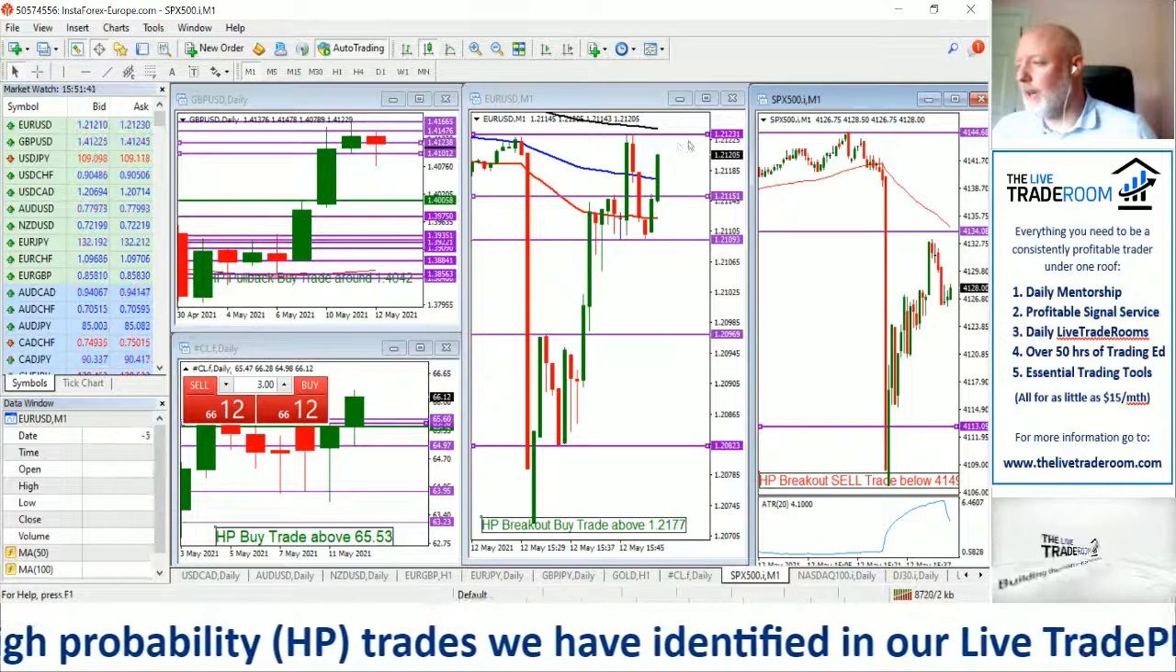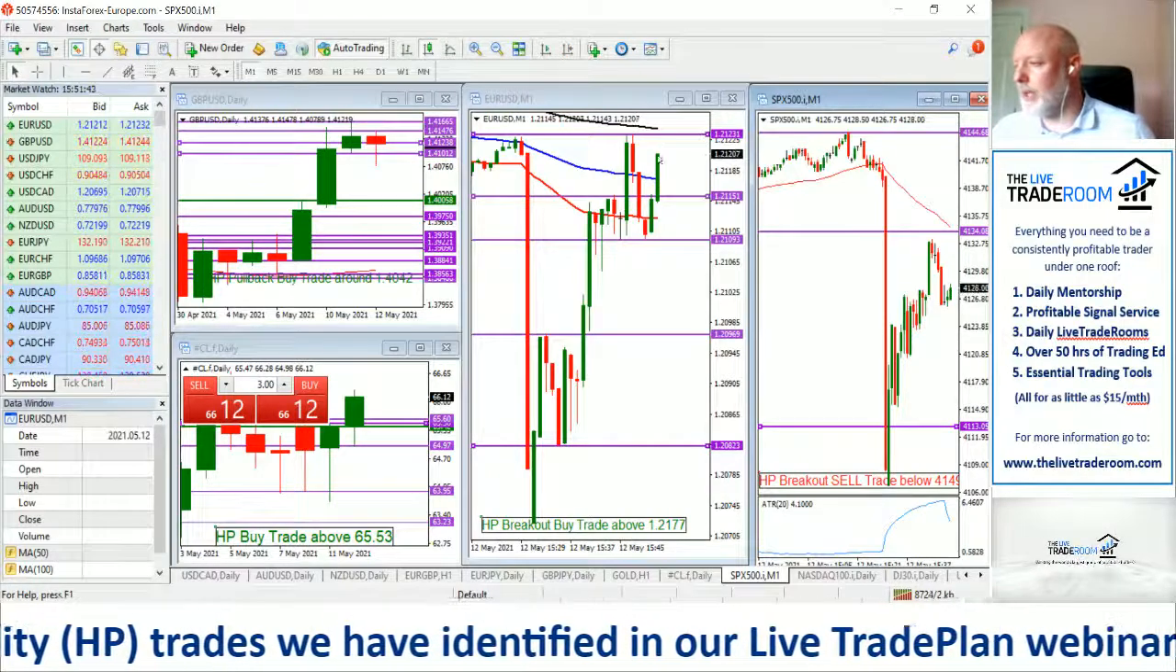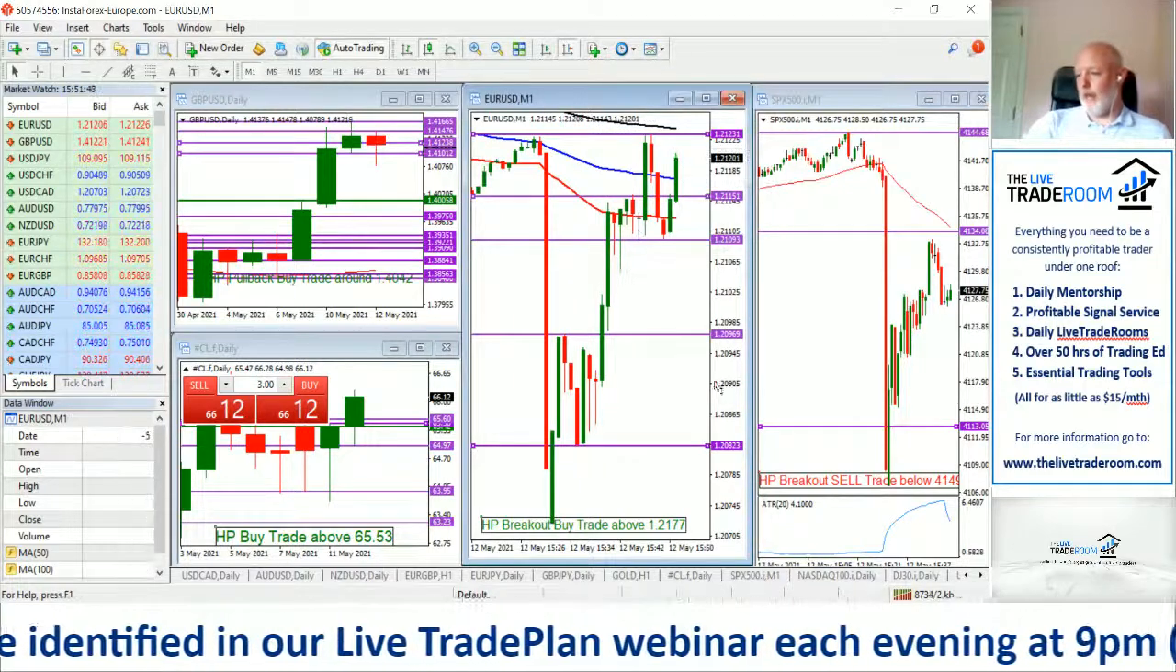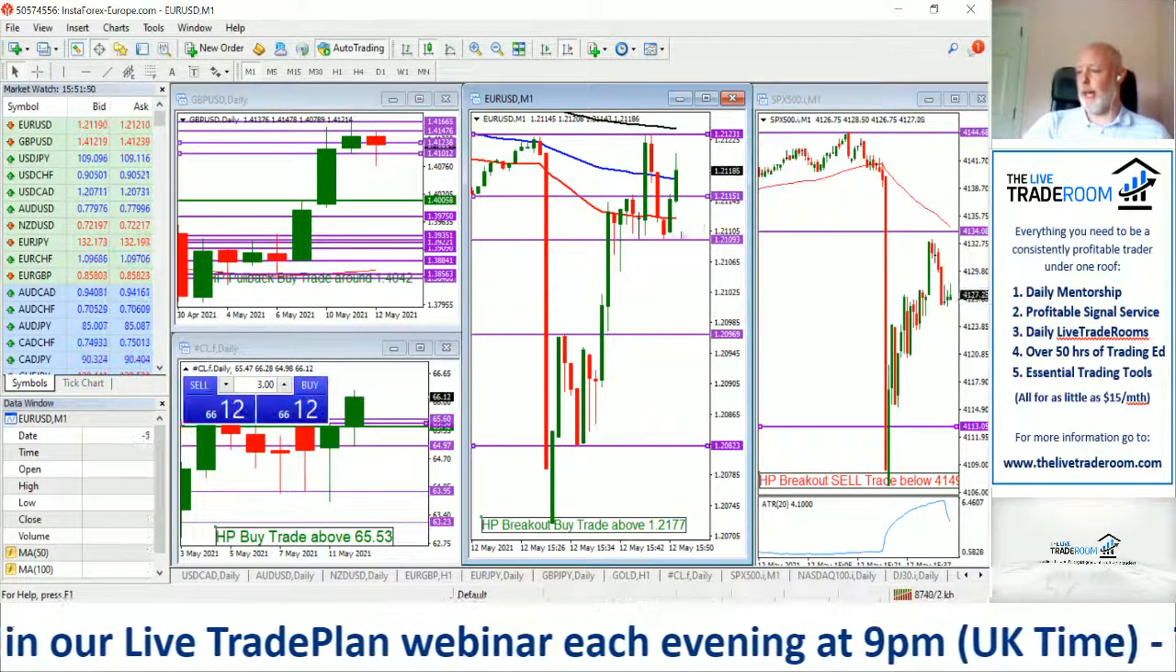So will this level hold in here, this high, the 121.23 level? That's the question. Because if not, and it rolls lower, then there's your high probability sell trade at that price.